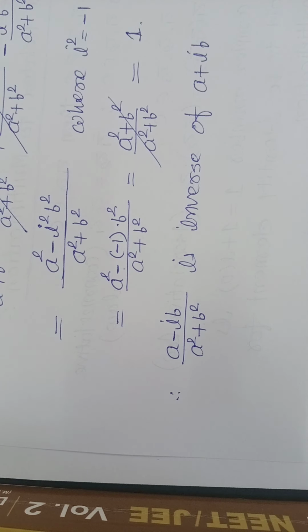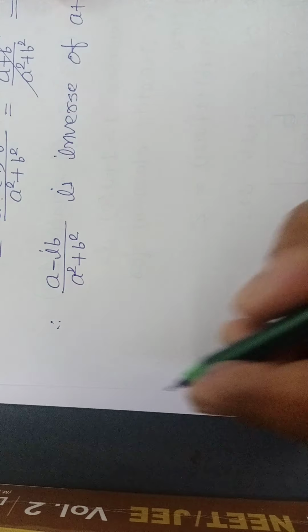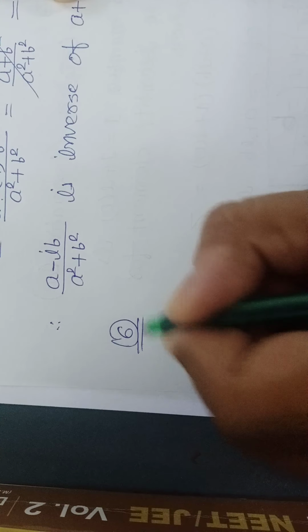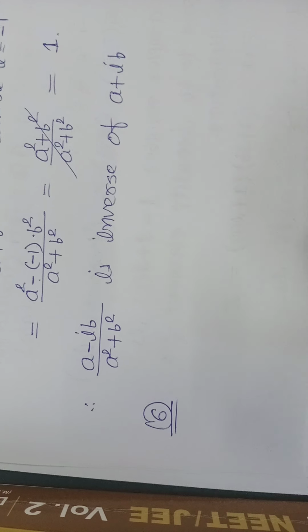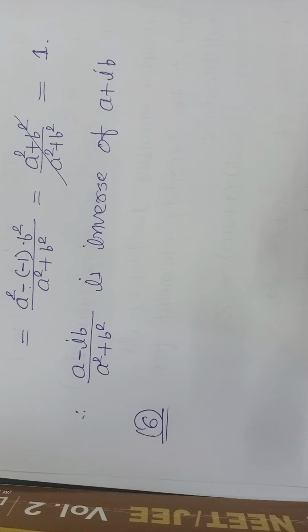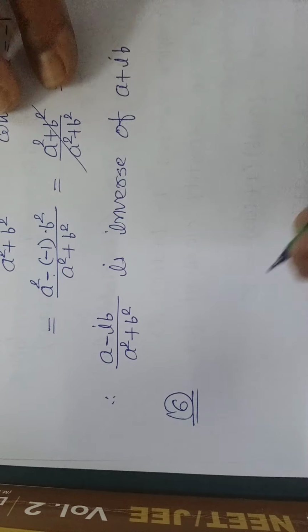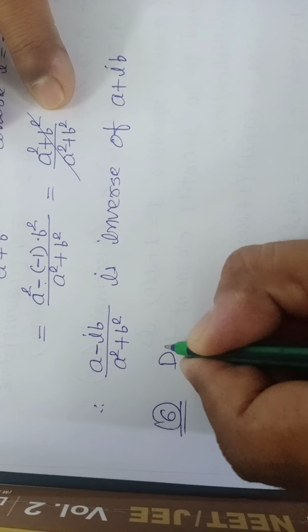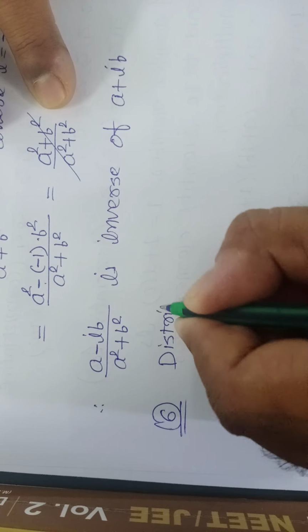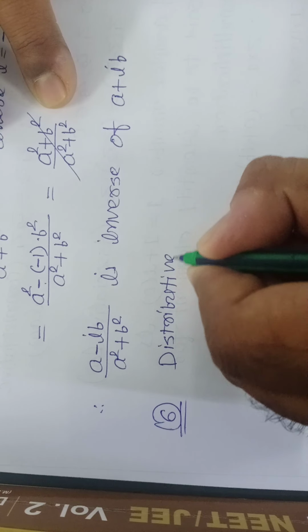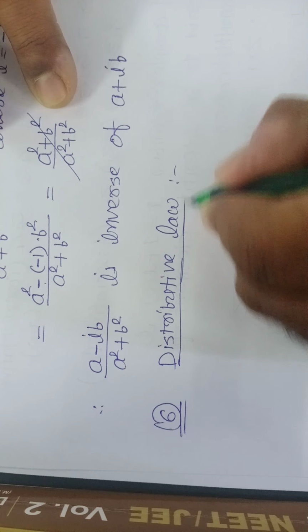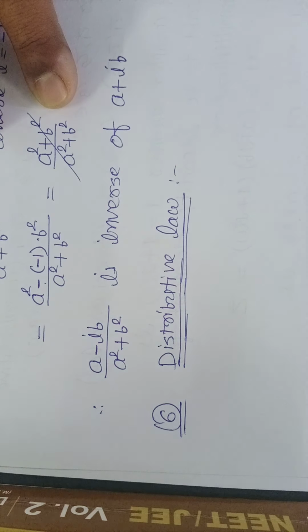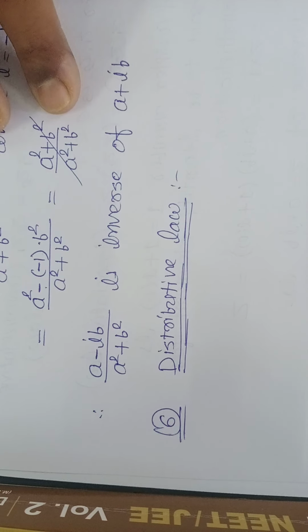Okay, now the next rule, number 6. Now you know that there are laws like commutative law, associative law, and distributive law, right? So the sixth is the distributive law. Do you know the distributive law or not? You must have come across distributive law in set theory too. A intersection B union C can be written as A intersection B union A intersection C, like this.